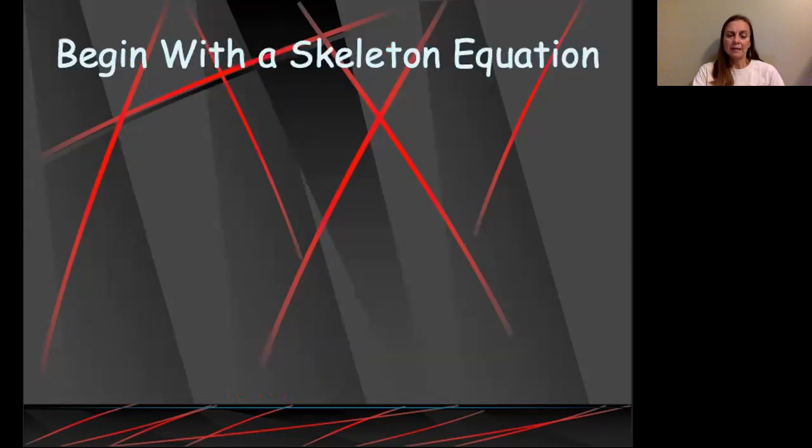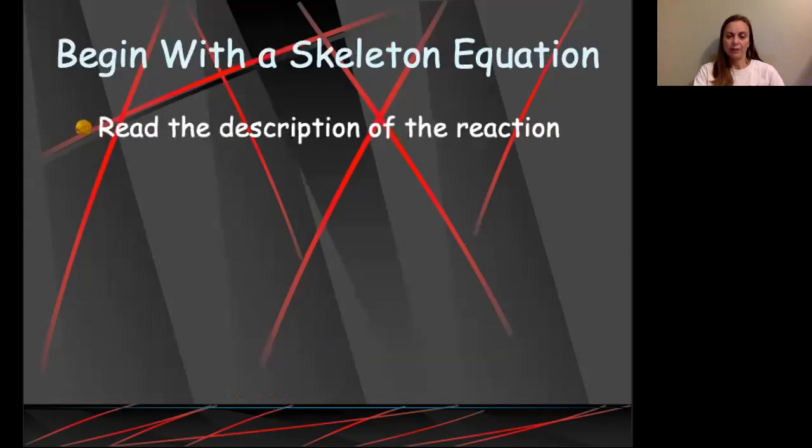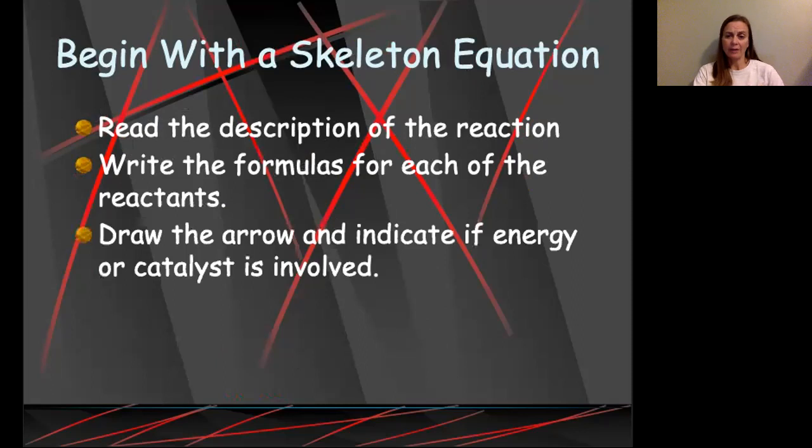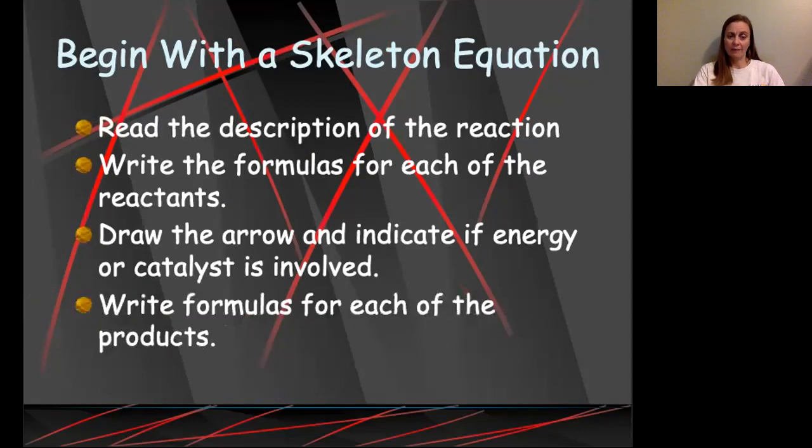So let's begin with our skeleton equation. That's where we're always going to begin. The first thing we're going to do is read the description or the word equation of the reaction. We're then going to write the formulas for each of the reactants. We're going to draw our arrow that we read as yields, and indicate if there's energy or a catalyst involved. And then we're going to write the formulas for each of the products.